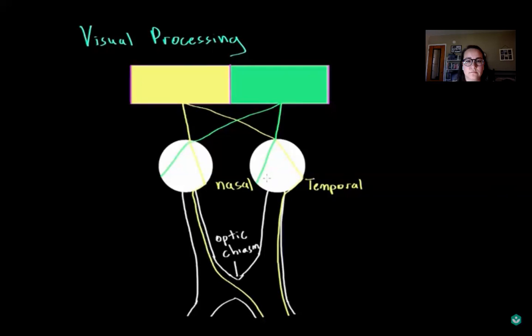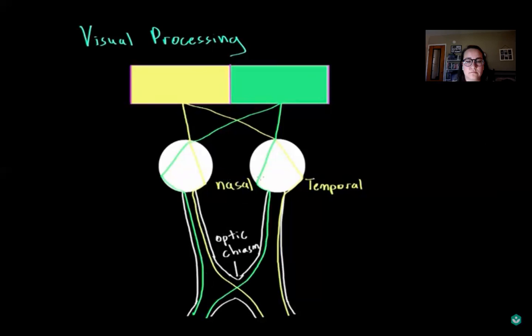So let's go ahead and trace this green ray. The green ray coming from the temporal side of the left eye is going to exit the back of the eye, go down the optic nerve, and it's just going to stay in place. So it's not going to cross the optic chiasm, whereas this ray of light is going to go through the back of the eye, and it's going to cross over here. It's going to cross the optic chiasm and go down to the brain.